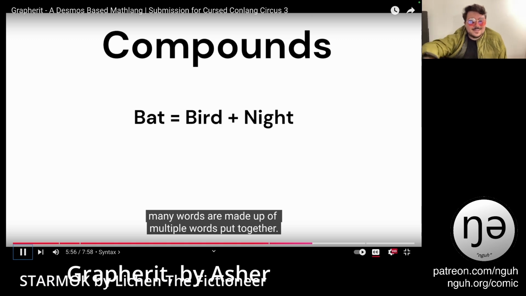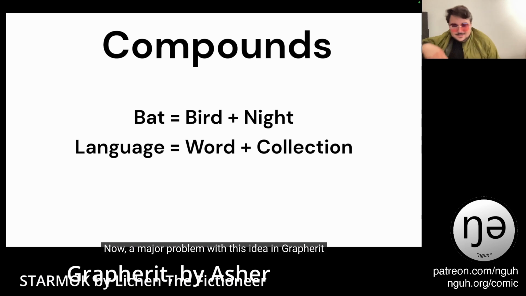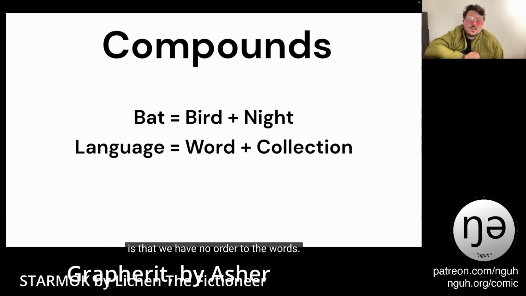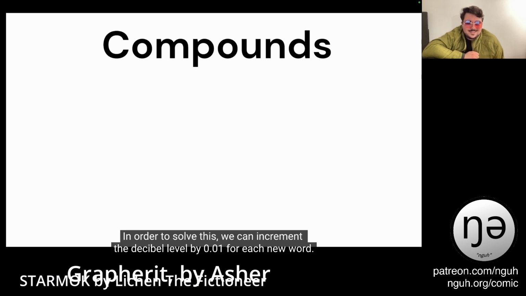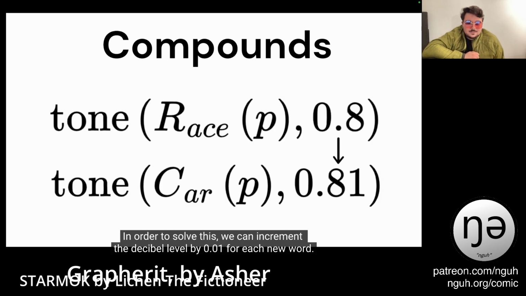Made up of multiple words put together. Now, a major problem with this idea in Grapherit is that we have no order to the words. We wouldn't be able to differentiate between a race car and a car race. In order to solve this, we can increment the decibel level by 0.01 for each new word.